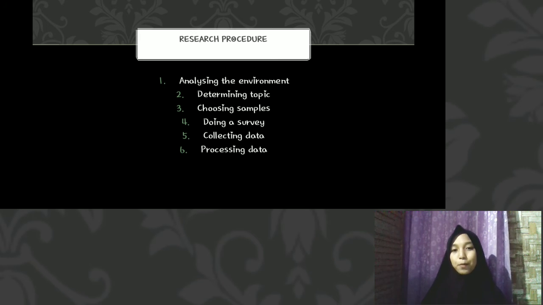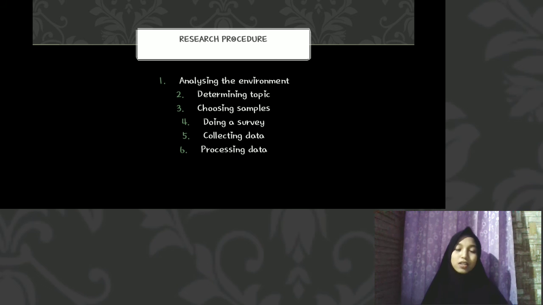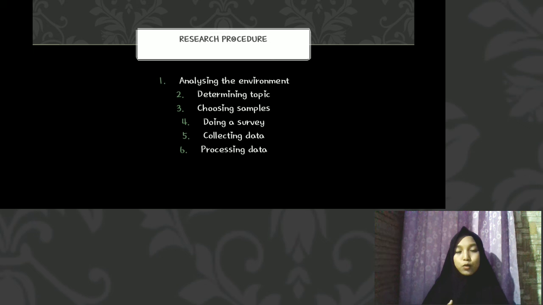And then the next is determining the topic. So after I analyze the environment, I choose the topic that relates to the participants or the samples that I will choose. So the next step is choosing the samples. After I looked at the topic, I got the population, so I choose the samples to make it more detailed. And then after that I do a survey. I give the questionnaire, whether in Google Form or printed, and after that I collect the data, and after that it moves to processing data, and in this processing I try to analyze the data that has already been collected, and make a result or resume for this study.